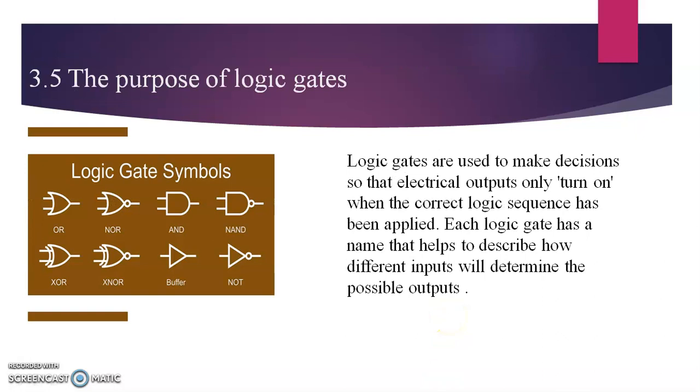3.5 The purpose of logic gates. Logic gates are used to make decisions so that electronic outputs only turn on when the correct logic sequence has been applied. Each logic gate has a name that helps to describe how different inputs will determine the possible outputs.